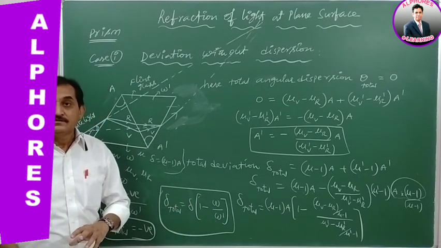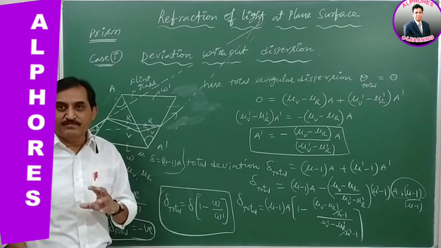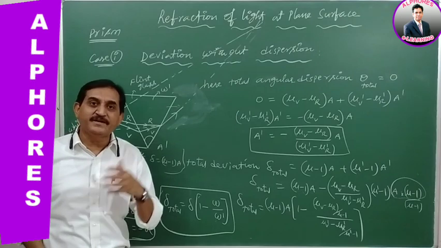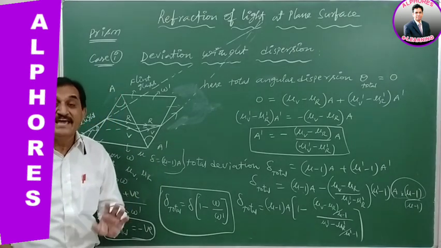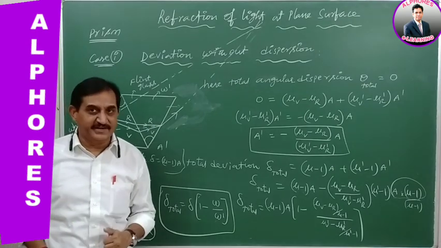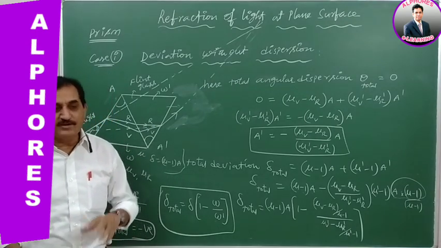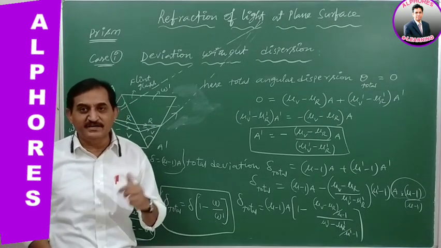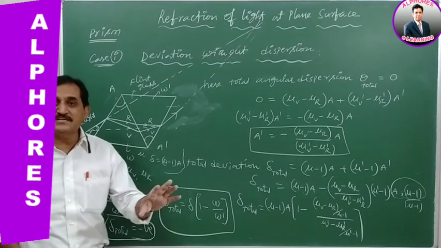And there is no such scope. The colors are not separating from white light, that is known as achromatism. Achromatism means colors are not separating from white light, and chromatism means colors are separating from white light. So this is the difference.